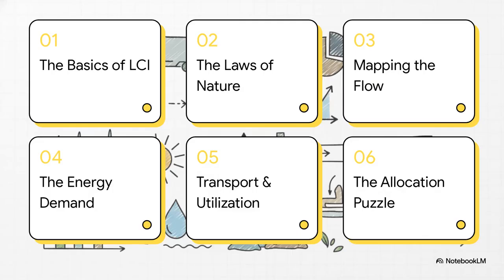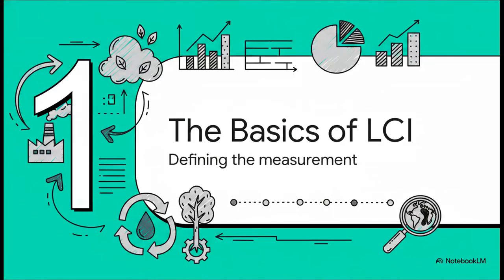Here is our roadmap for today's audit. We'll be hitting the basics of LCI, the laws of nature, mapping the flow, the energy demand, transport and utilization, and finally, the allocation puzzle. All right, let's jump right into Section 1, the basics of LCI, where we define exactly what we're measuring.